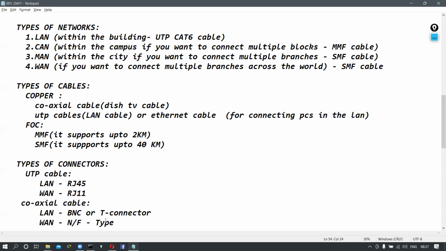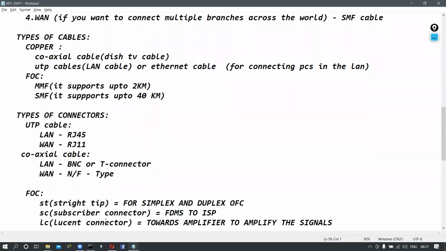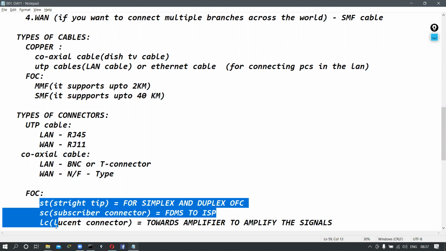Clear now? Under fiber optic, we have connectors. These are the connectors: ST, SC, LC. ST means straight tip, SC means subscriber connector, and LC means Lucent connector. Don't worry about these connectors, how to use, how to connect.